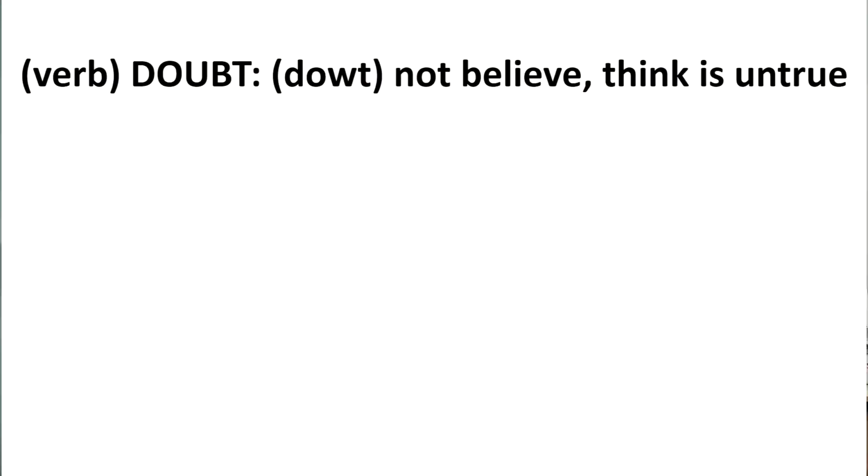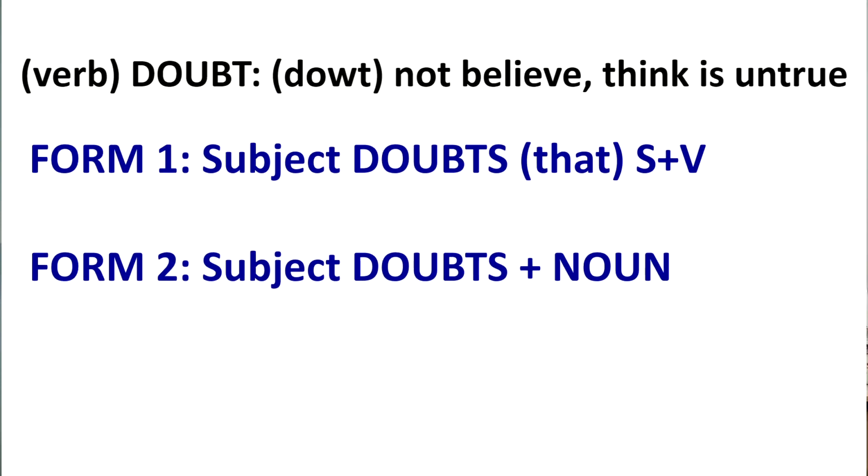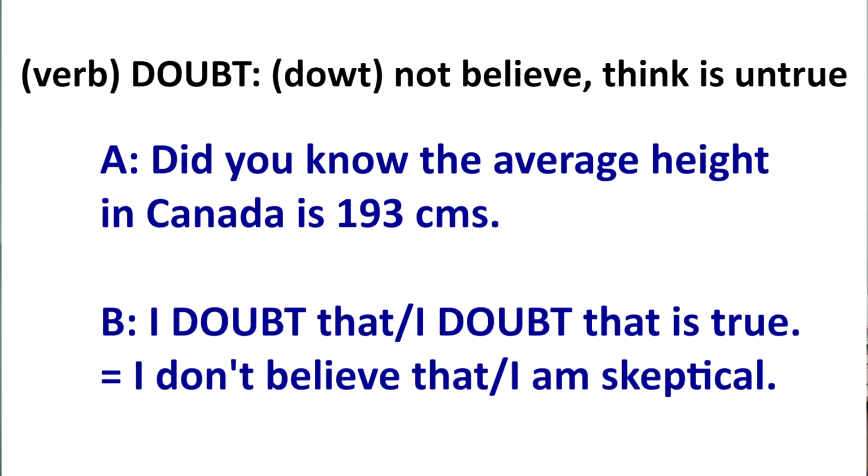However, when we use doubt and a person doubts, it's usually a person doubts that subject plus verb. And what this means is you think it might not be true. You think it isn't accurate. You might be skeptical. For example, person A says, did you know that the average height in Canada is 193 centimeters? Person B says, I doubt that. I doubt that's true. So this person is saying, I think you're wrong. I don't believe it. You would not use suspect here.